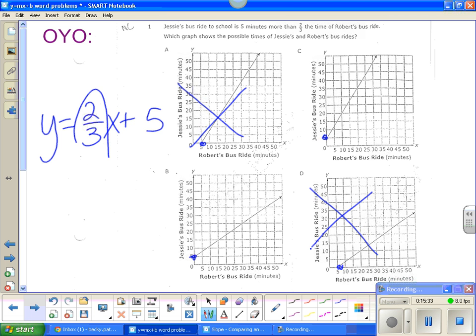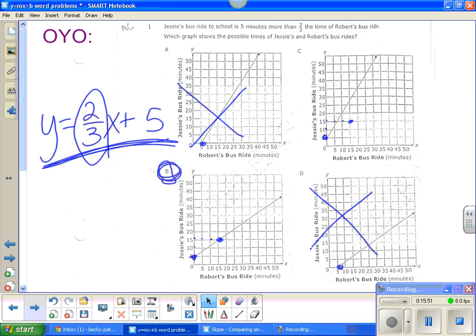I need a slope of 2/3. So up 2, right 3. Nope. Up 2, right 3. Like that one. Again, please make sure that you write your equation out first before you go pick your graph. These are not difficult problems. You just want to make sure that you take your time and don't get tricked.